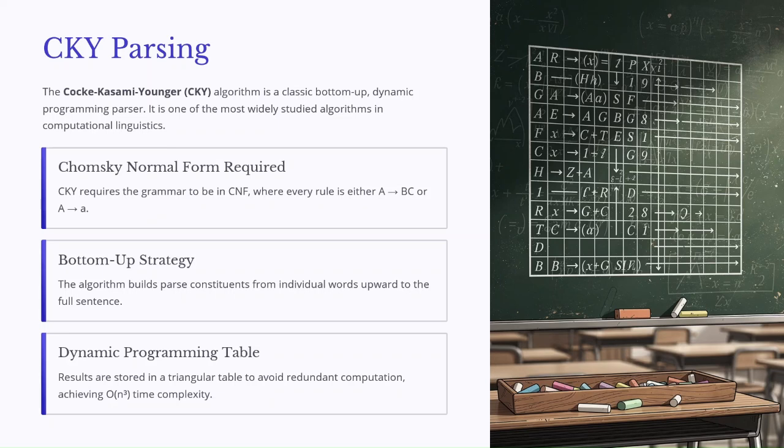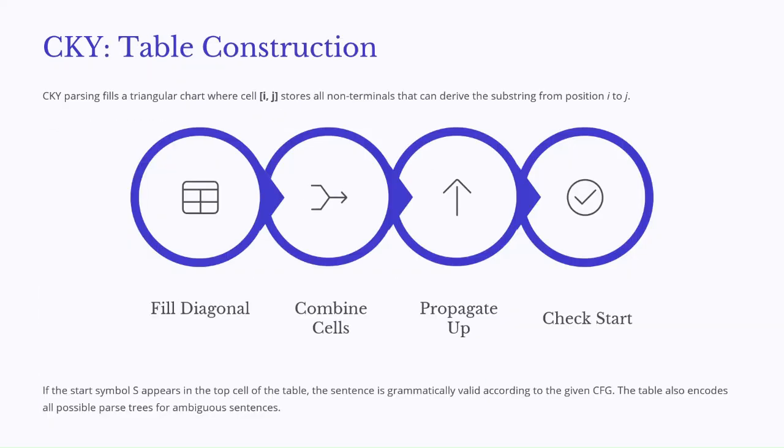This algorithm builds parse constituents by a bottom-up strategy, and it also uses a dynamic programming table. You create a triangular table to avoid redundant computation, and it achieves O(n cubed) time complexity. This is the way in which you construct the table for CKY parsing. It fills the triangular chart where cell (i, j) stores the non-terminals that can derive the substring from position i to j. So it fills the diagonal, combines the cells, propagates up, and checks for the start symbol.